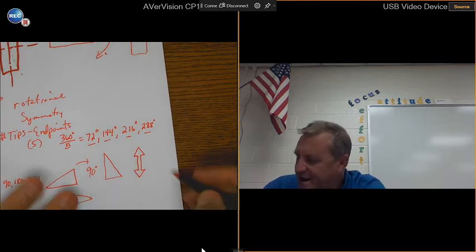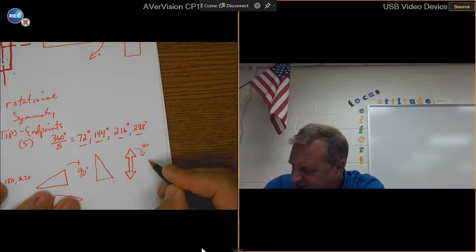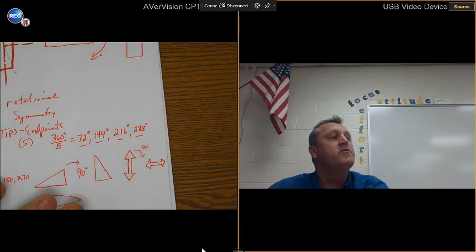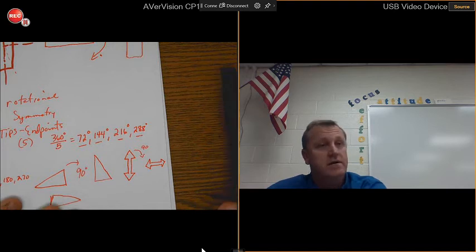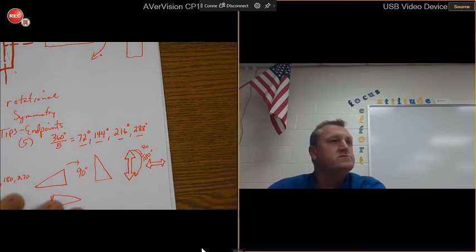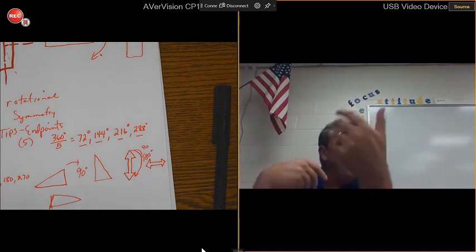What about the arrow up and down? Well, if we rotated it 90 degrees, it would look like this. That's not the same. But what if we rotated 180? Oh yeah, 180 would work. What about 270? No. So you getting the idea of how to determine, okay, how many angles of rotation?